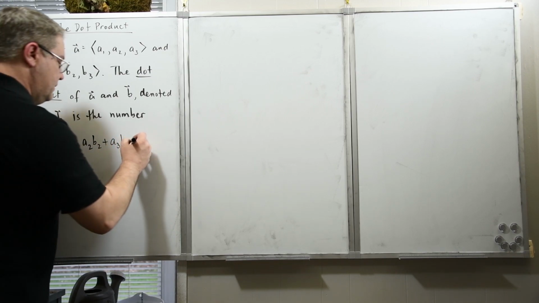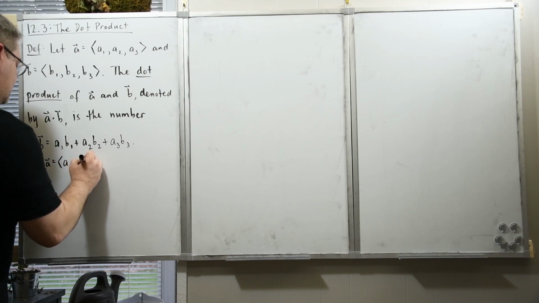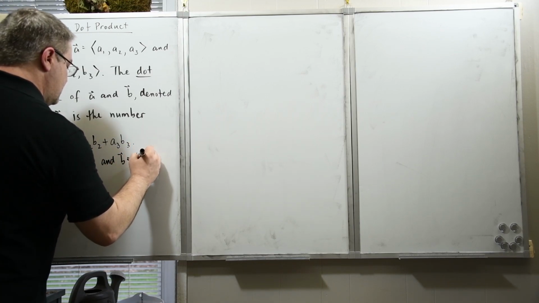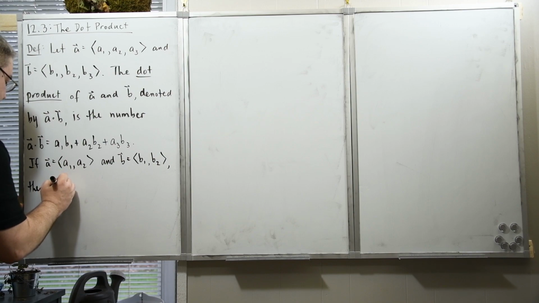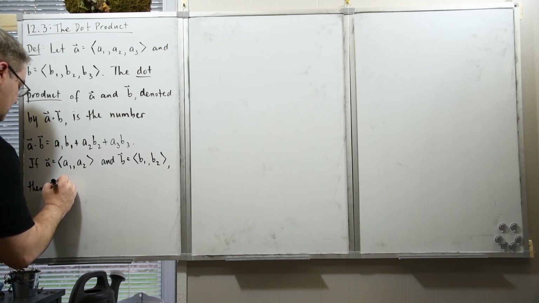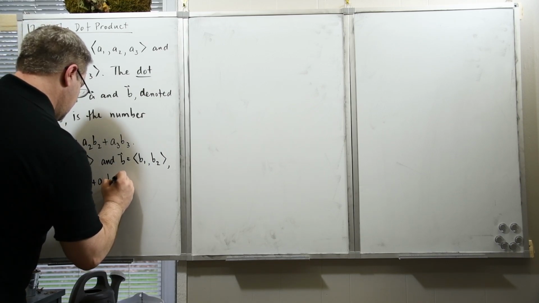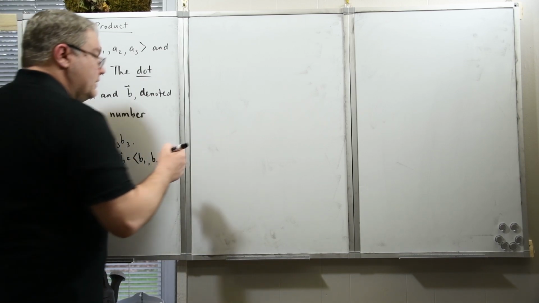And you can also do this for vectors in two-dimensional space. So if you have A with components A1 and A2, and B with components B1 and B2, then the dot product of A and B is A1 B1 plus A2 B2. Now we're going to see a number of instances in which this dot product is going to come into play. So let's take a look at some properties of the dot product.